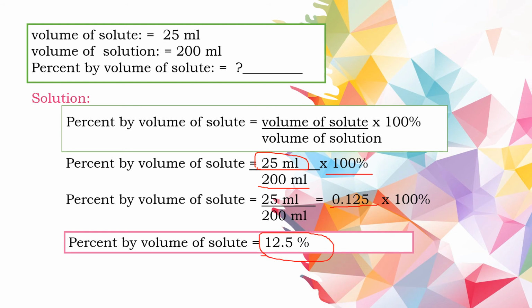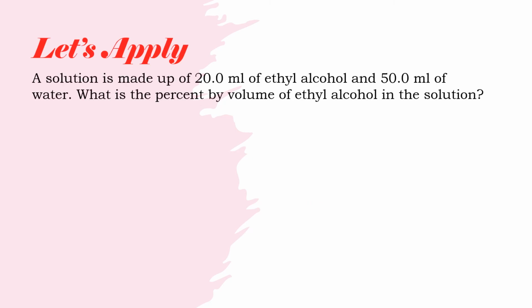Okay, for the solute. Okay, so let us apply now. A solution is made up of 20.0 ml of ethyl alcohol and 50.0 ml of water. What is the percent by volume of ethyl alcohol in the solution?